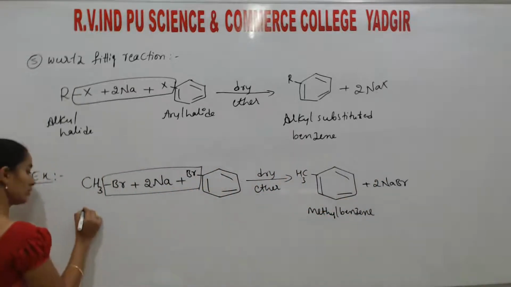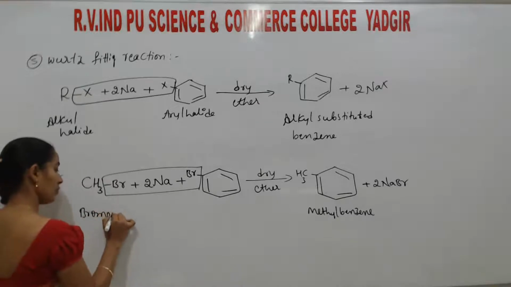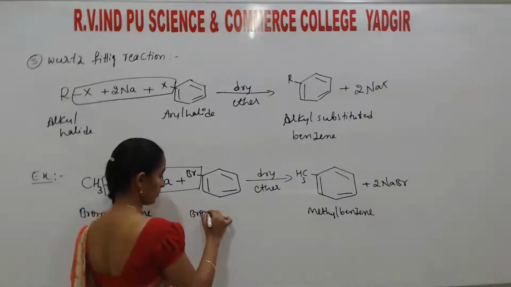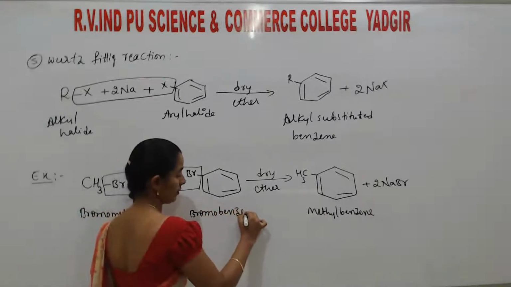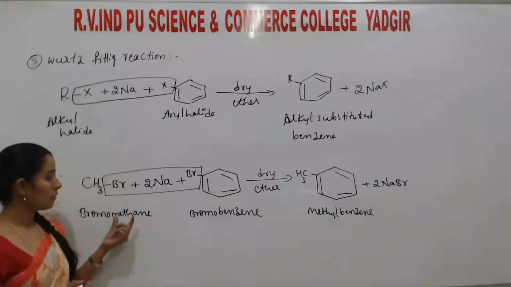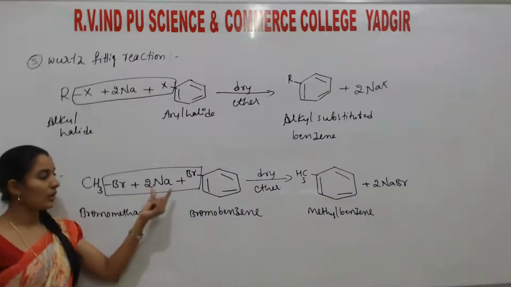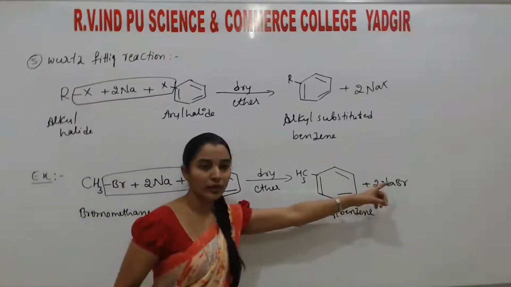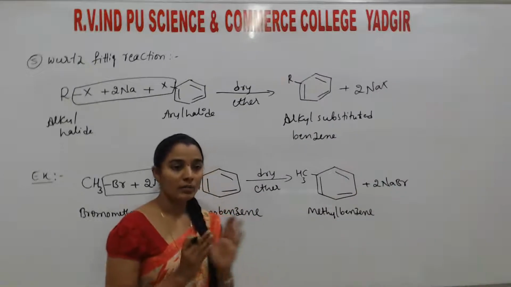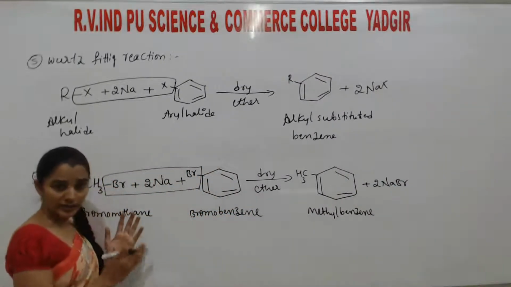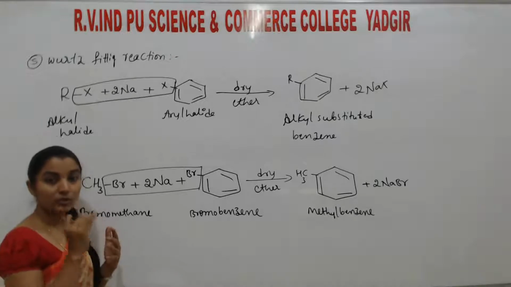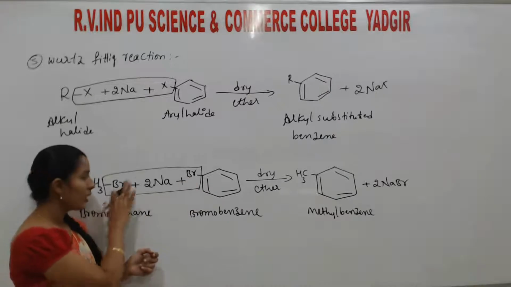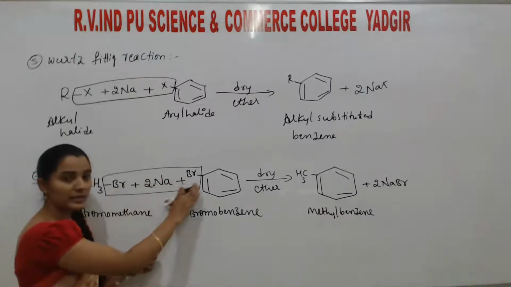Okay, so here it is bromomethane. Here it is bromobenzene. Okay, let's have an explanation. Bromomethane and bromobenzene react with sodium metal in the presence of dry ether, forming methylbenzene along with sodium bromide. Remember students, in all the examples, Wurtz reaction, Fittig reaction, Wurtz-Fittig reaction, I chose the same type of halides. This is also Br, this is also Br. If it is Cl, this is also Cl.